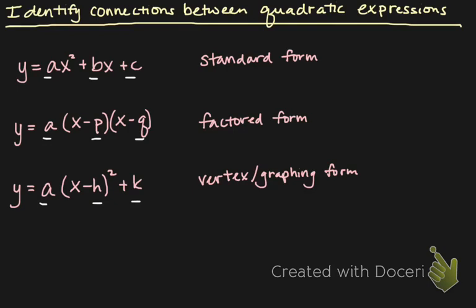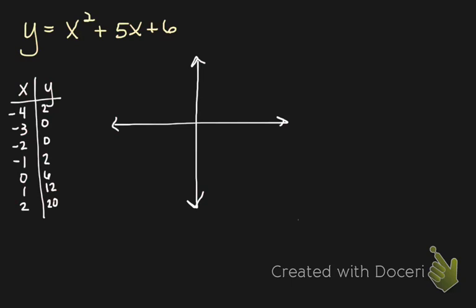Now let's go ahead and talk about what each form is going to tell us about the graph of a quadratic. So our first form is going to be standard form. We have x squared plus 5x plus 6. Now if we want to keep it in this form, in order to graph it, we're going to have to create a table. So I've already gone ahead and drawn the table out for us.